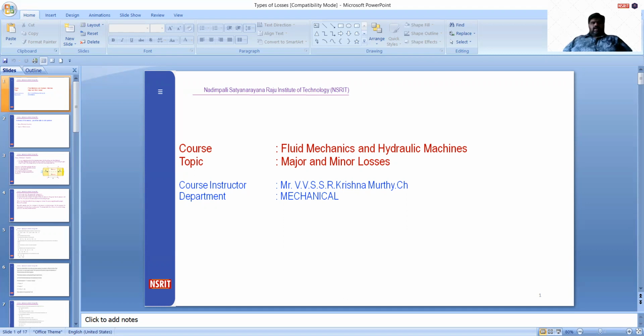As the pipe is in a horizontal position, H1 will be equal to H2, so we can neglect them. We are also assuming uniform velocity because the pipe has a uniform diameter, so V1 is equal to V2. So the equation becomes P1 by rho g is equal to P2 by rho g plus HF. From this I can write HF is equal to P1 minus P2 by rho g.